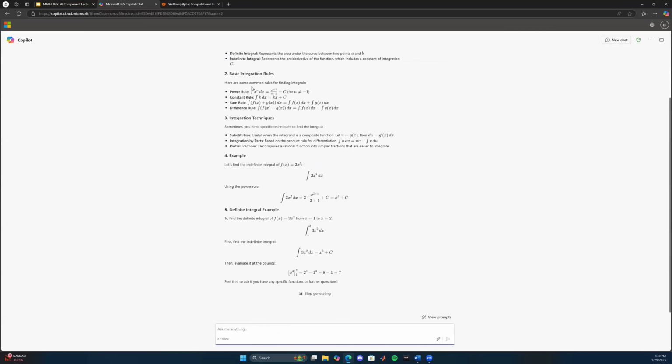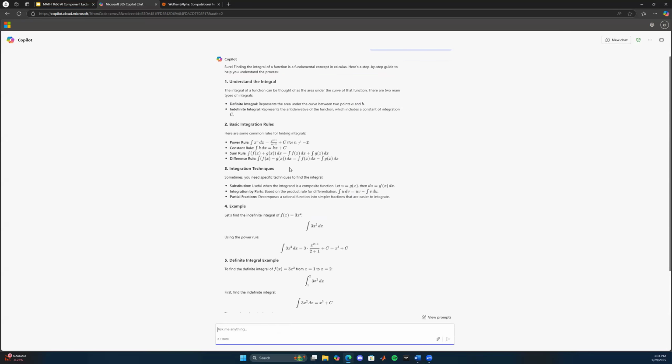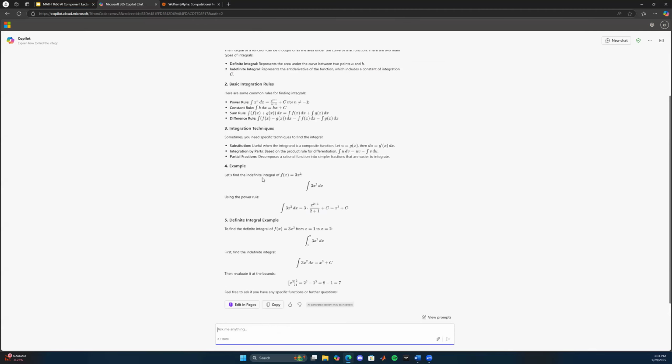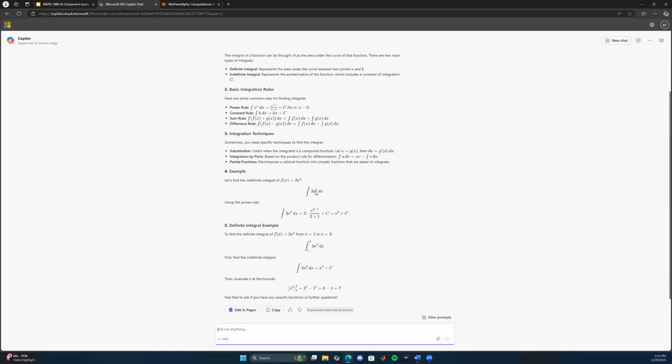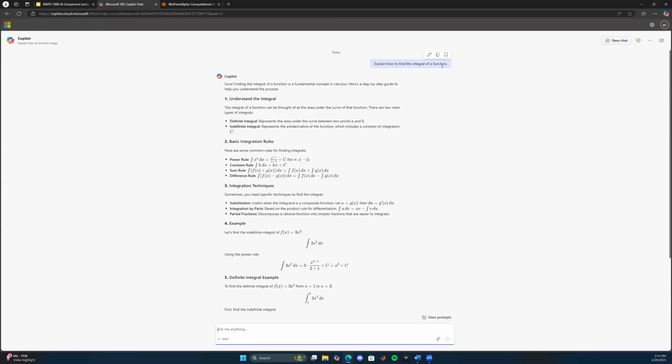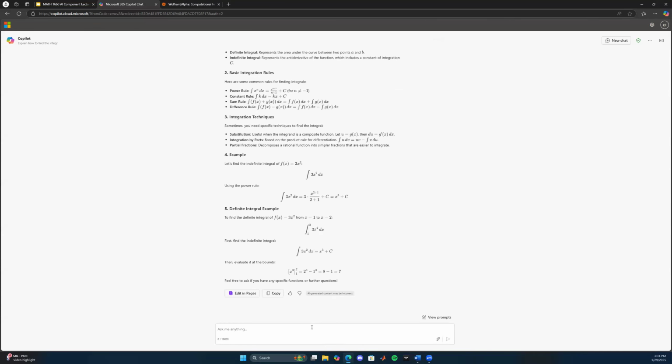Great. And it gives us a lot of techniques that we've already seen. This is how we find the integral of a function. It even gives us an example. Okay, well, let's say we were trying to explain integration to somebody who wasn't in calculus.